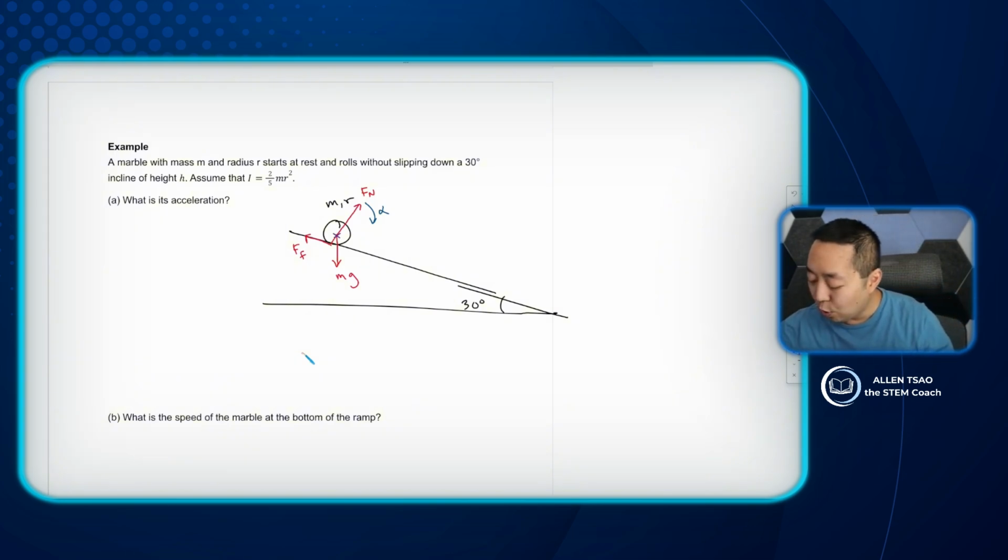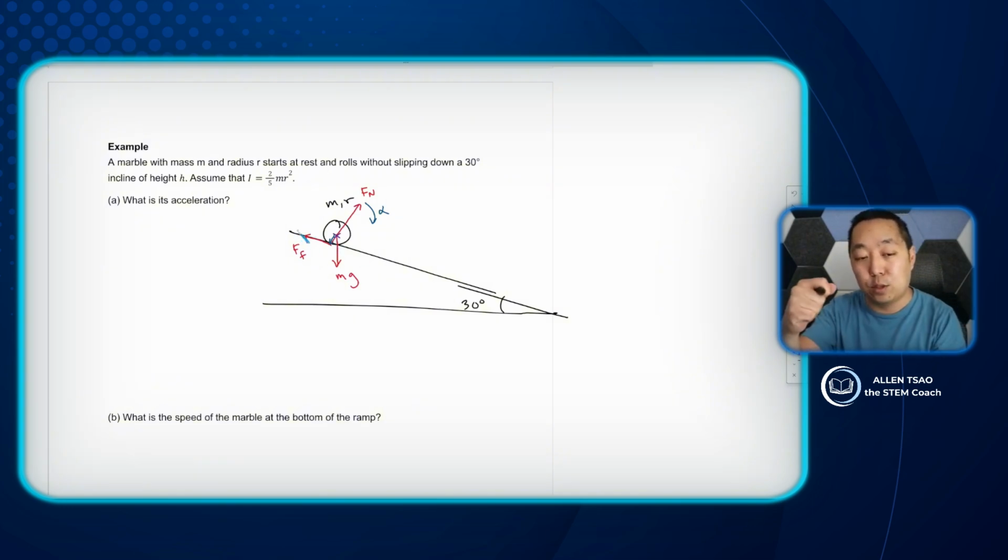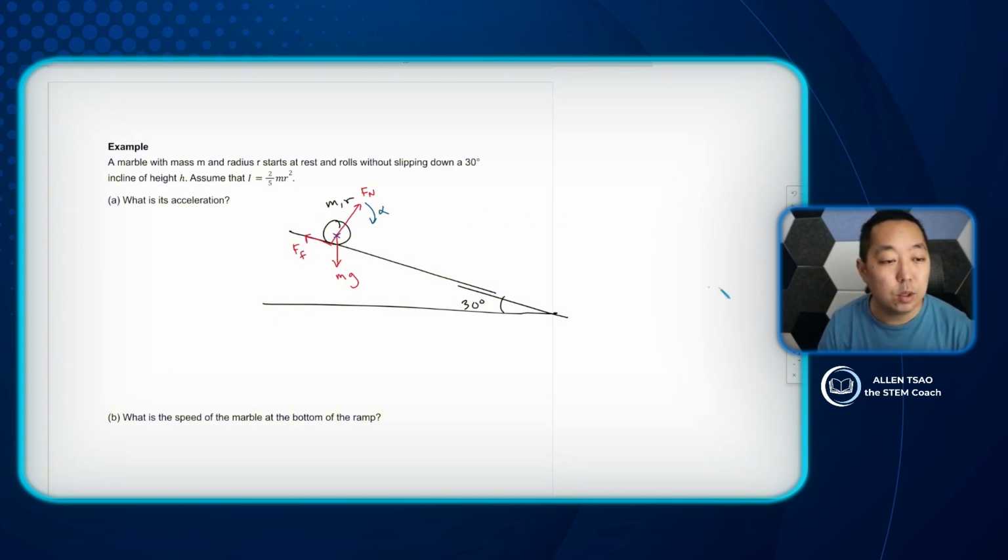The other thing is we need a clockwise torque. And the only way to get a clockwise torque is if the friction's pointing this way. That direction would cause the object to rotate clockwise. So both of those cases tell us that the static friction has to be in this direction. Okay. Now we can do F net equals ma and net torque equals I alpha.